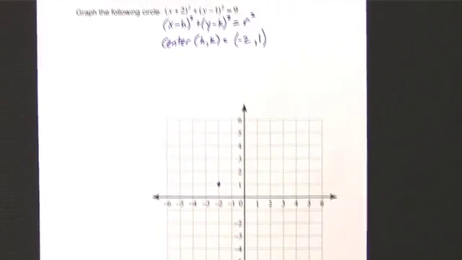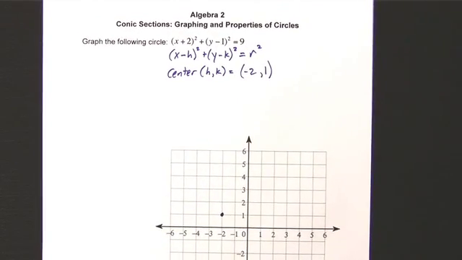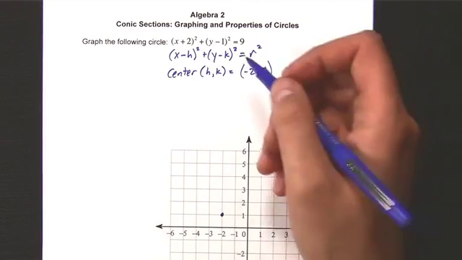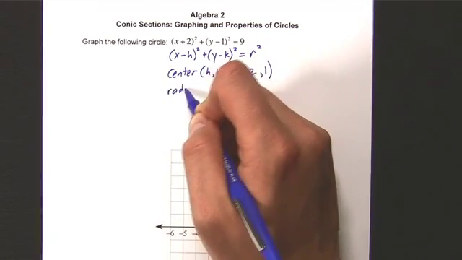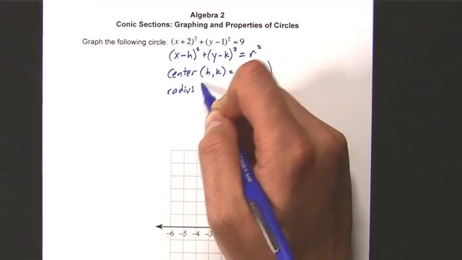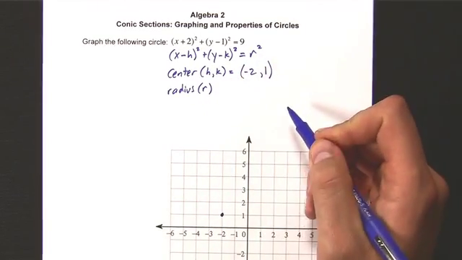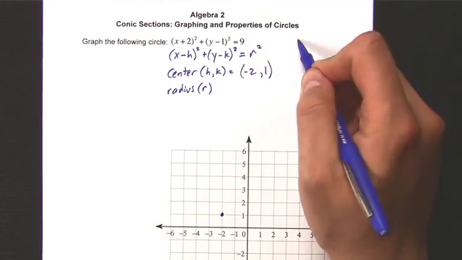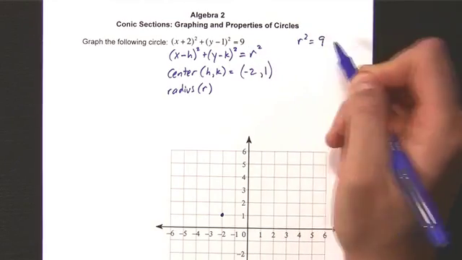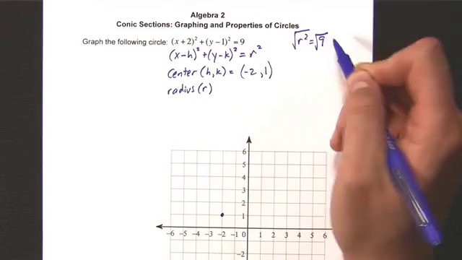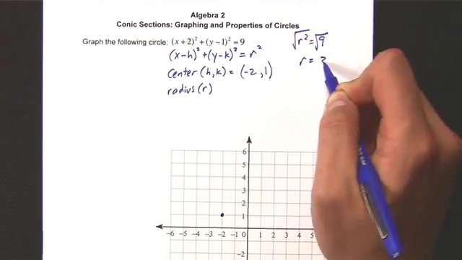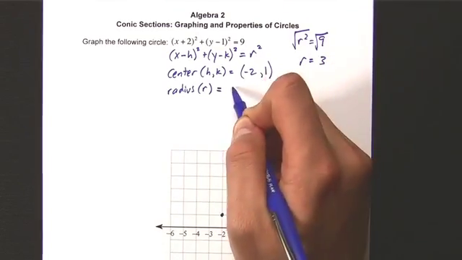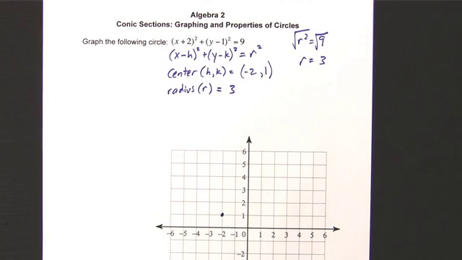Now, how big a radius is this? Well, if I'm looking for the radius, which is symbolized by the letter r, then all I need to do is take the square root of 9. Because if r squared is equal to 9, then r is equal to 3. So the radius for my circle is 3.